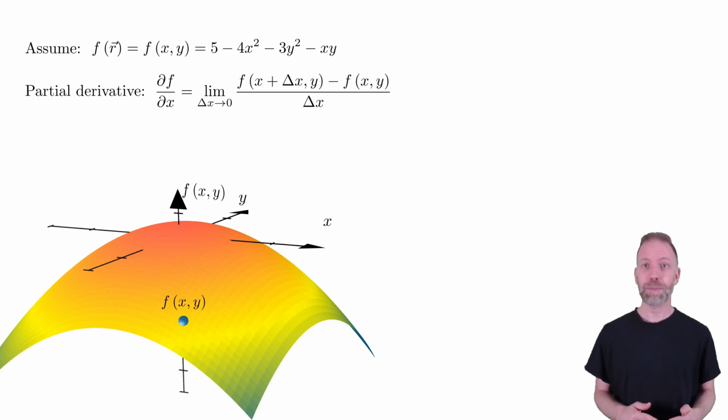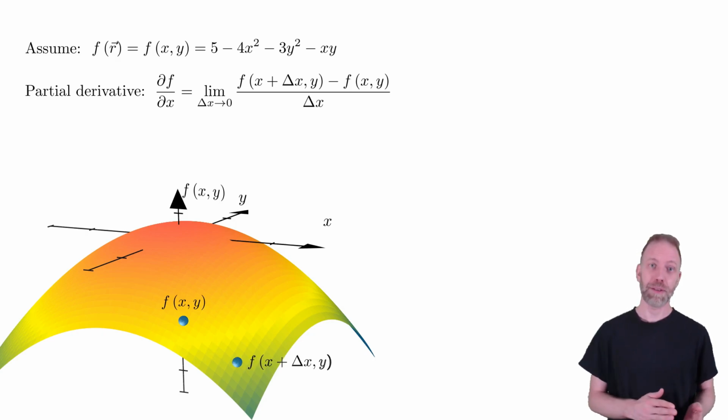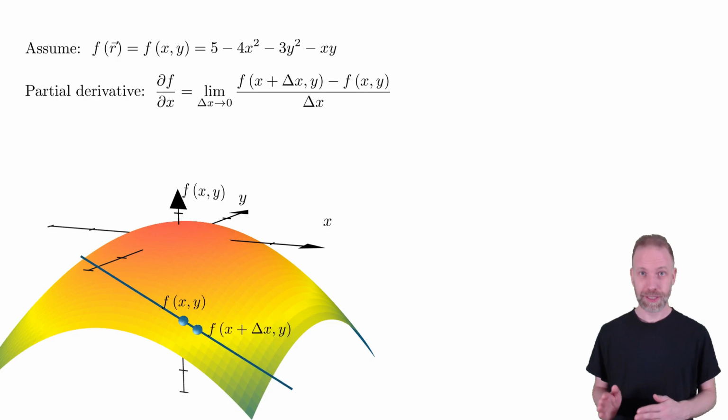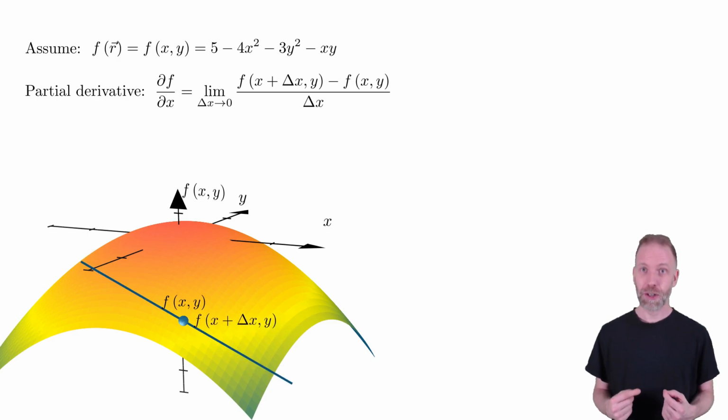We make one step in the x direction and introduce the point f of x plus delta x and y. We can then draw a line between these points to create the slope. And finally, we are going to let delta x go to 0, which will give us the slope if we move in the x direction. This is the partial derivative with respect to x. Note that the y value remained constant the whole time.